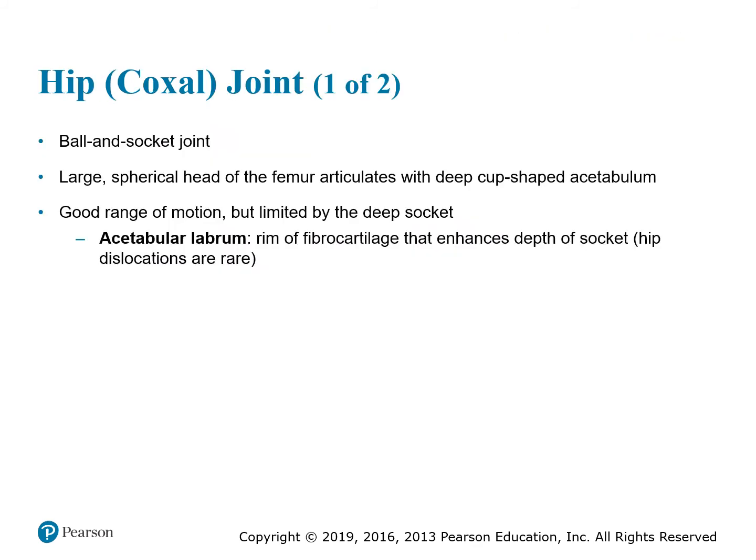The hip joint, also known as the coxal joint. This is a ball and socket joint. It's very large. The spherical head of the femur articulates with the deep cup-shaped acetabulum. The hip joint has very good range of motion, but is limited by the deep socket. There is a labrum on the acetabulum, similar to the glenoid, and this rim of fibrocartilage enhances the depth of the socket. Dislocations of the hip are incredibly rare.